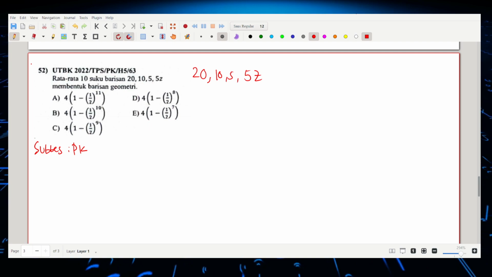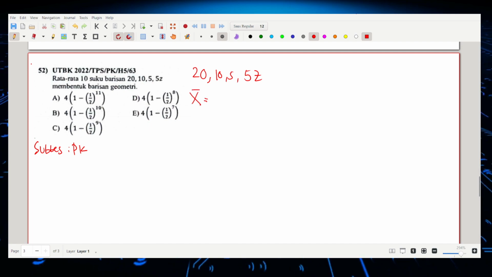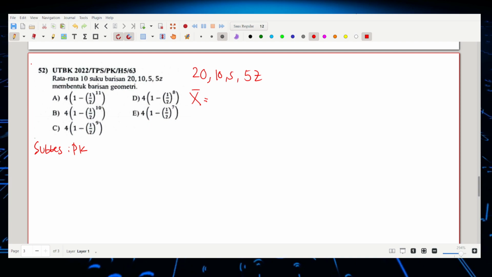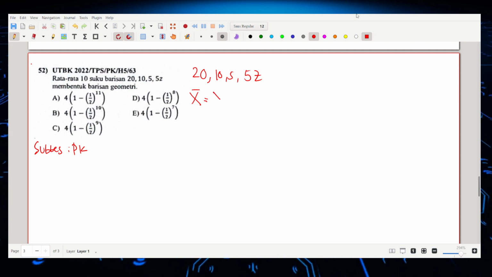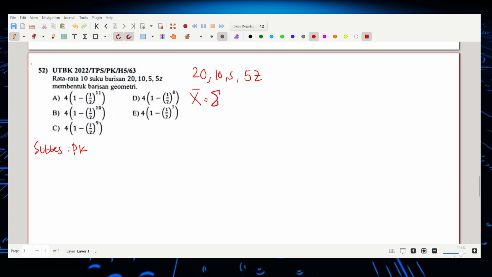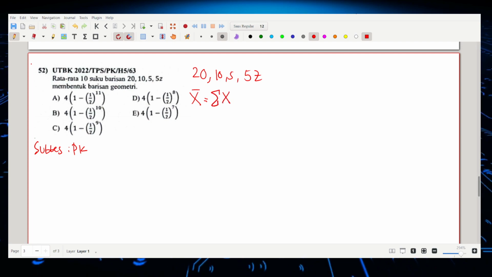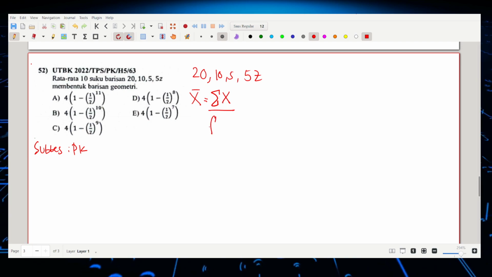Okay, so what should we do with this question? We have to determine the mean of this geometric progression. Of course, we know that a mean, an average of data, is the sum of the data, let's call it x, divided by the number of the data, which let's call it f.